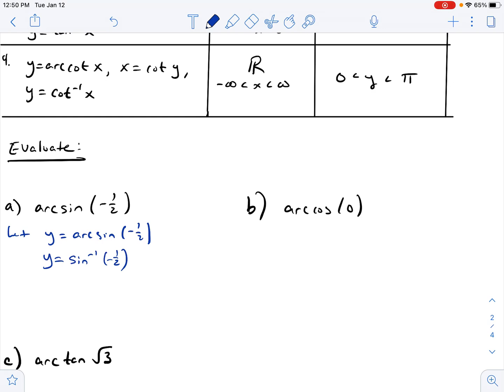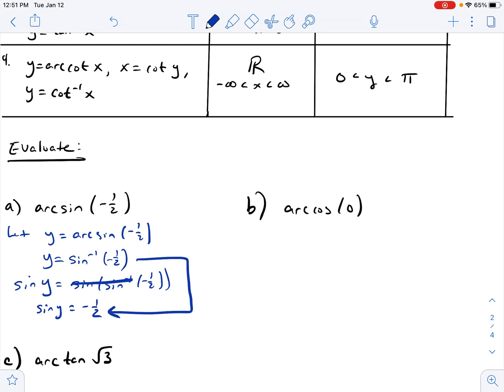But what I can actually do now to get rid of this thing is take the sine of both sides. If I take the sine of the left, I'm taking the sine of the right. And inverses cancel, leaving us with that -1/2. So we end up with the same kind of conclusion here: if we start with this, then that's what it means. We're looking for the angle y where sine equals -1/2.